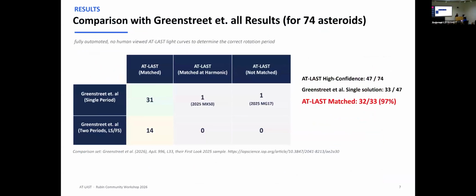Next, I made a comparison with the Greenstreet et al. published results. So I looked at 74 of their asteroids, and out of them, 47 of them, my model classified as high confidence, so I was able to get a reliable rotation period. Out of those 47, 33 of them, Greenstreet et al. had found one unique solution, because occasionally they found 2 different solutions between their different models. And out of those, 32 out of 33, so about 97% matched.